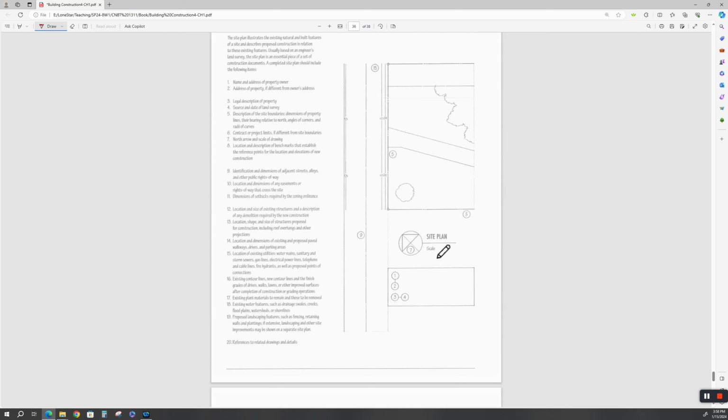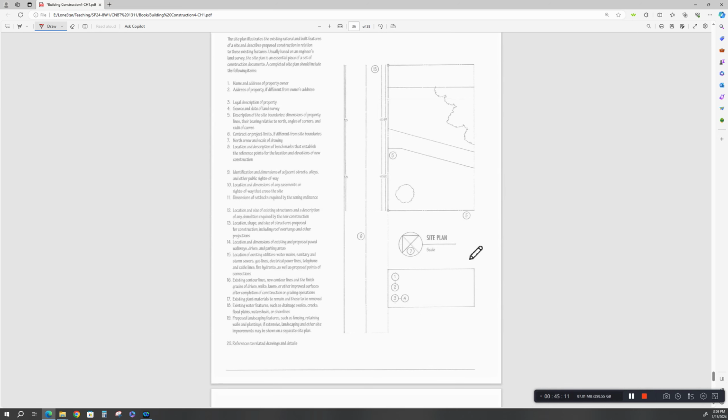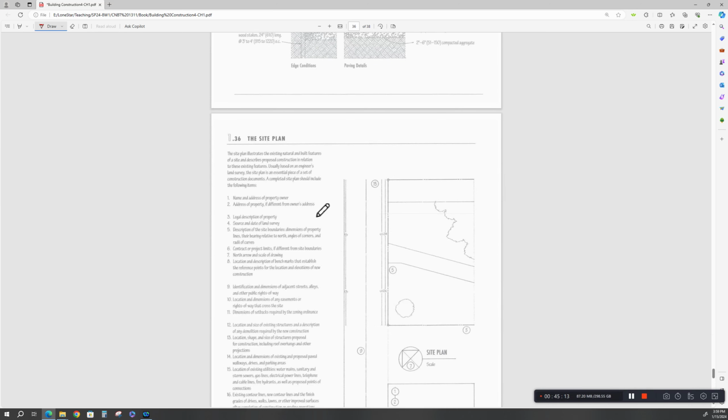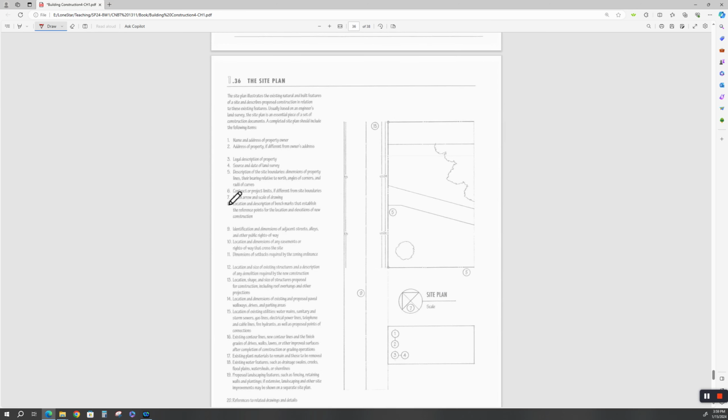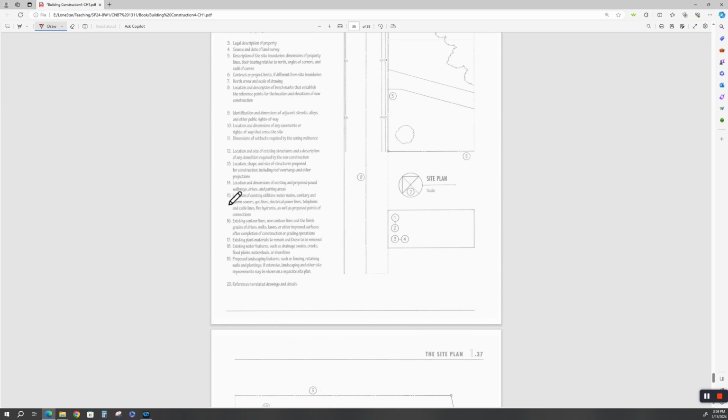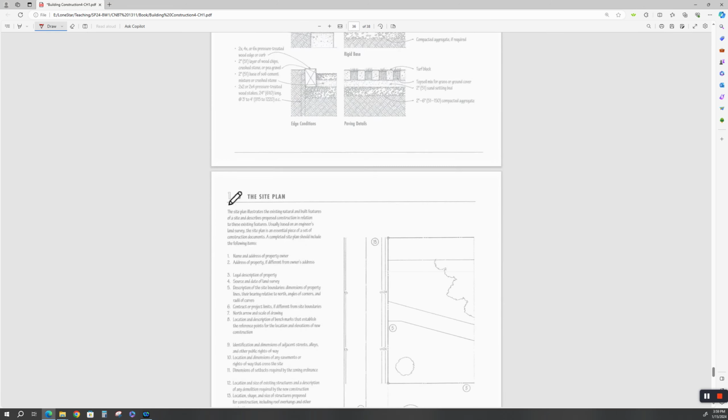Okay. Now, how much time we got left over? Because we're going to finish this. All right, we're at 45 minutes, so we'll extend this out. Here's a site plan. Here's everything that needs to be on the site plan. Everything. There are 20 things that need to be on the site plan.